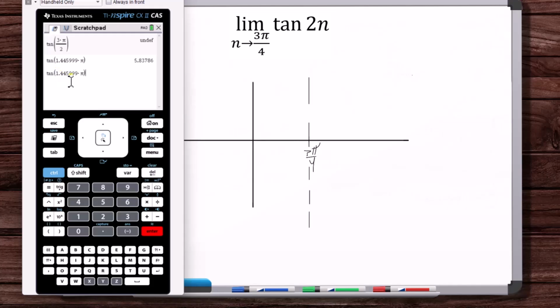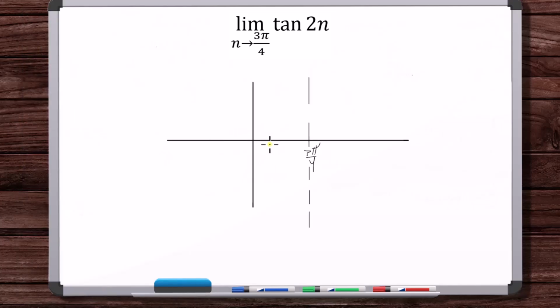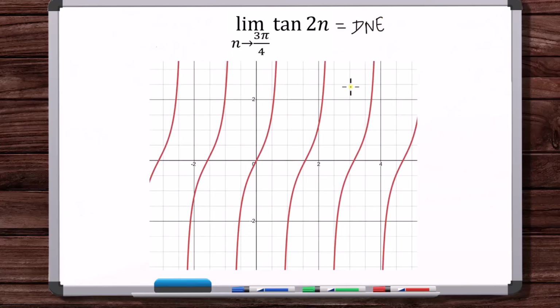Okay, now let's do 1.500. So you can see that coming from below 3 pi over 4, tangent of 2n is doing this, and then coming from above, it's doing this. So this just does not exist, D and E. And so this is 3 pi over 4. And there you go. The limit as n approaches 3 pi over 4 from the left is positive infinity, and from the right is negative infinity. So approaching 3 pi over 4 in general is just a D and E.